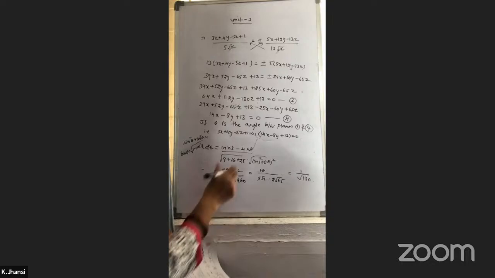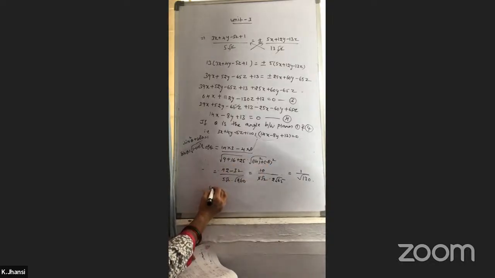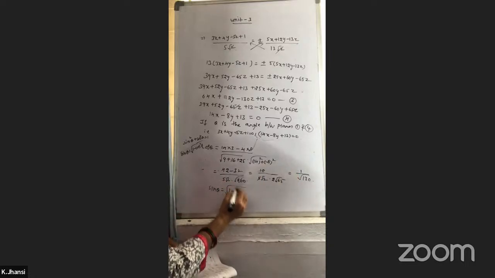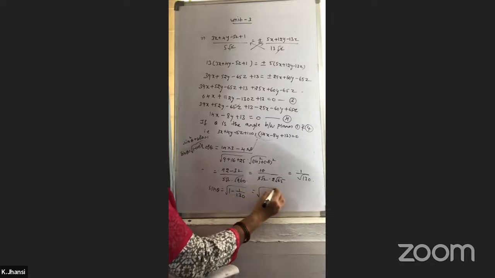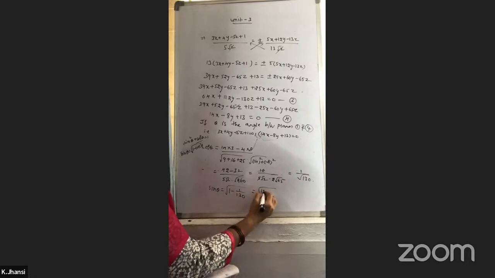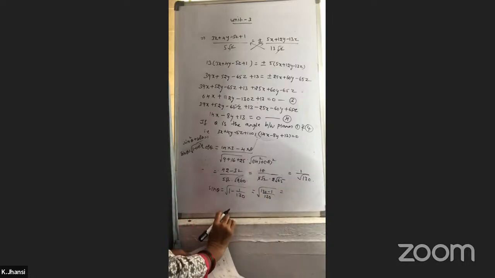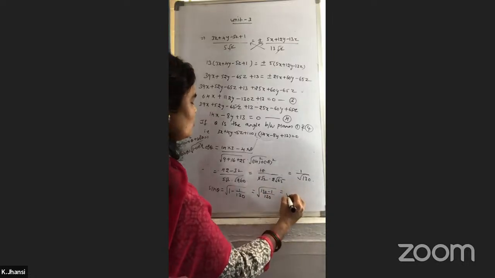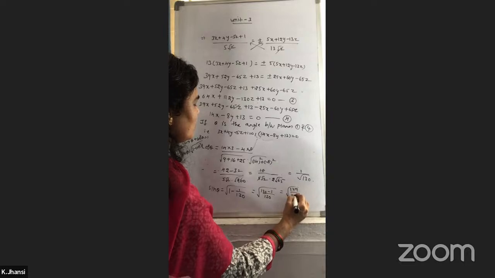So this is the procedure. So next, cos theta is 1 by root 130 we got, no? So sin theta is root of 1 minus cos square theta. Cos square theta means 1 by 130. So root of 1 minus 1 by 130. So it is 129 by 130, root of 129 by 130. This is the sin theta value.